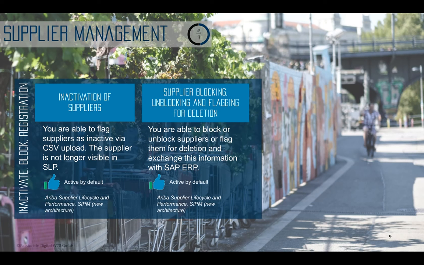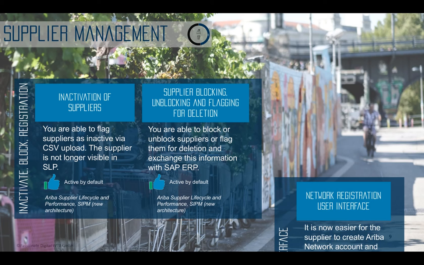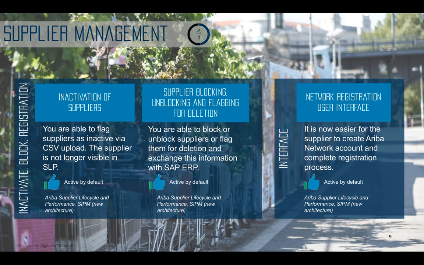Also, what is now coming, you can now reflect the supplier blocking, unblocking, and flag them for deletion and exchange this information also with the ERP system. So that gives you more overall process flow between the systems. In the interface, there is also a little change for the suppliers to make the registration completion process easier for the suppliers on the network.